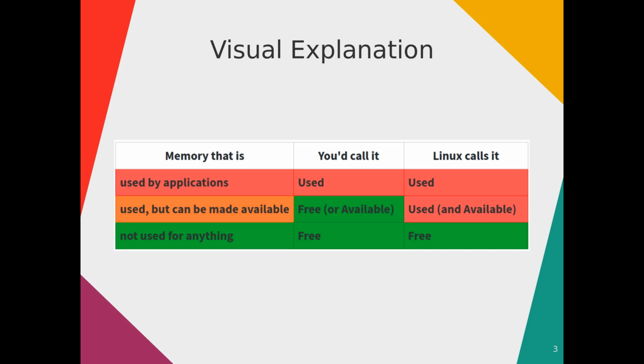This is a visual explanation of what I'm talking about. The memory that's used by applications, you would call it used. Linux calls it used. Memory that is used but can be made available, for example cache, you'd call it free or available. Linux calls it used. Memory that is not used for anything, you'd call it free, and Linux calls it free.